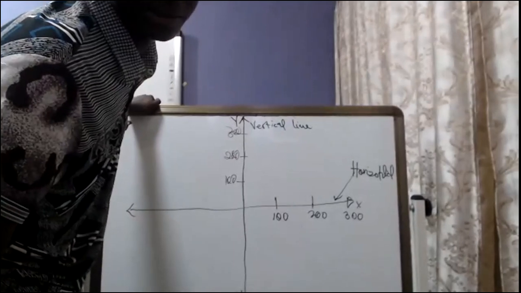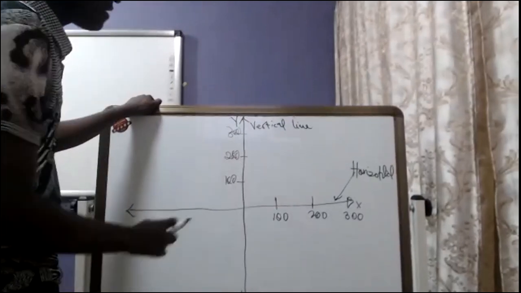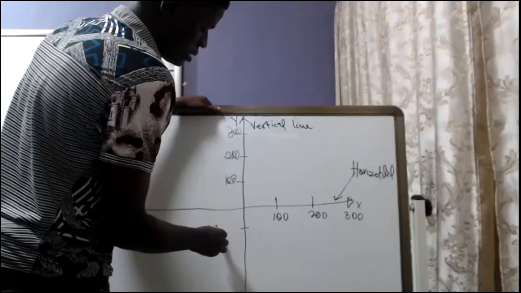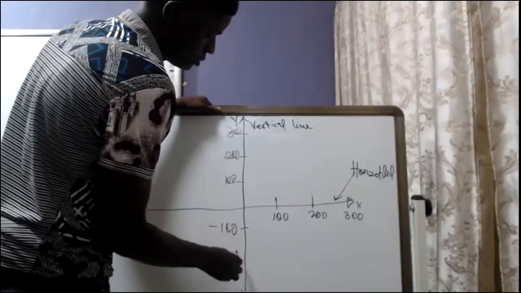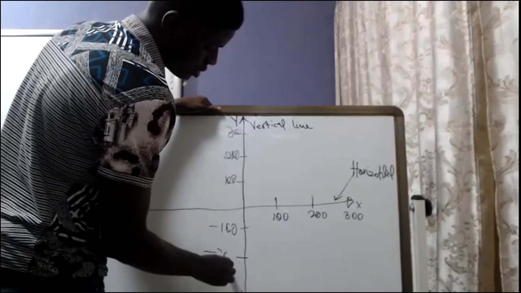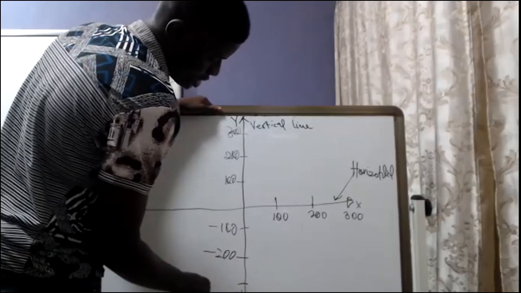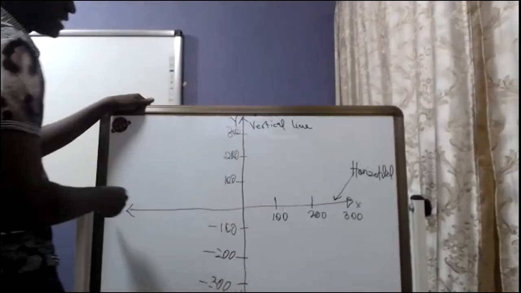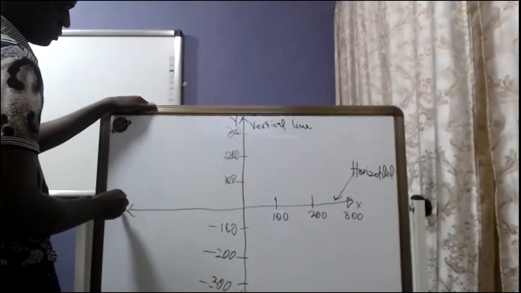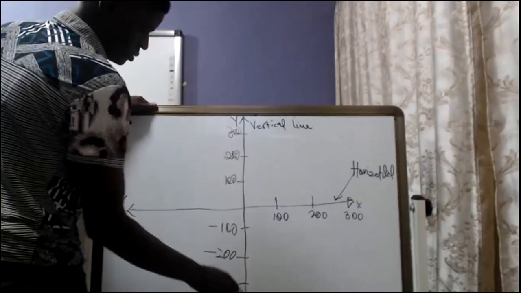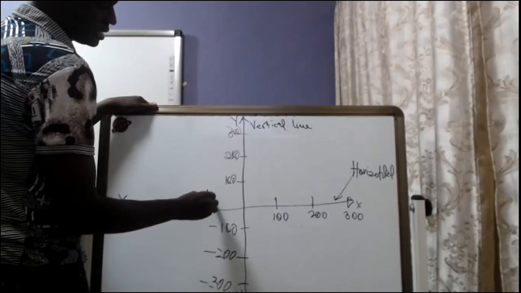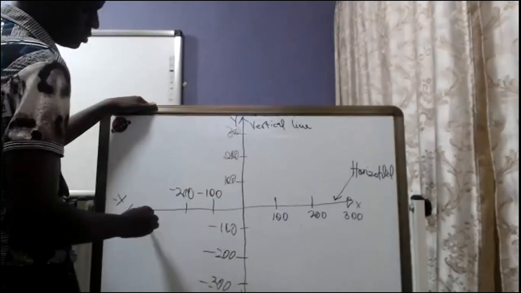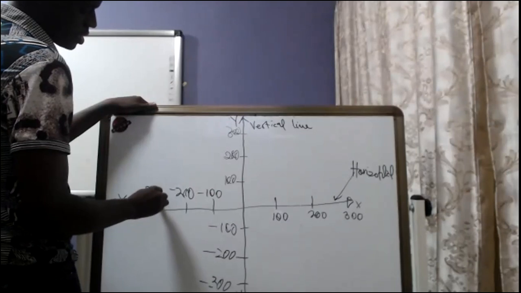Audrey, are you paying attention? Yes. The vertical line is the y line. Okay, so negative 100, negative 200, negative 300. And then the negative x line is this side. So we have negative 100, negative 200, negative 300.